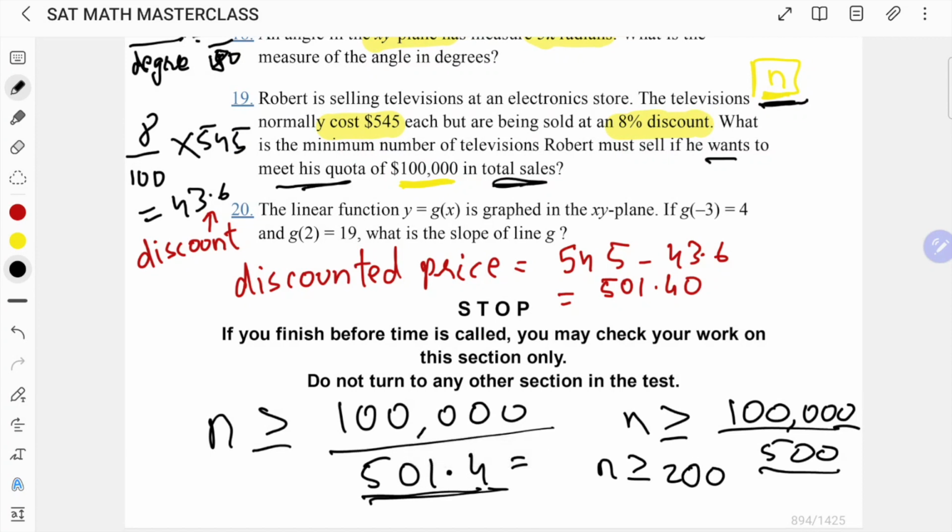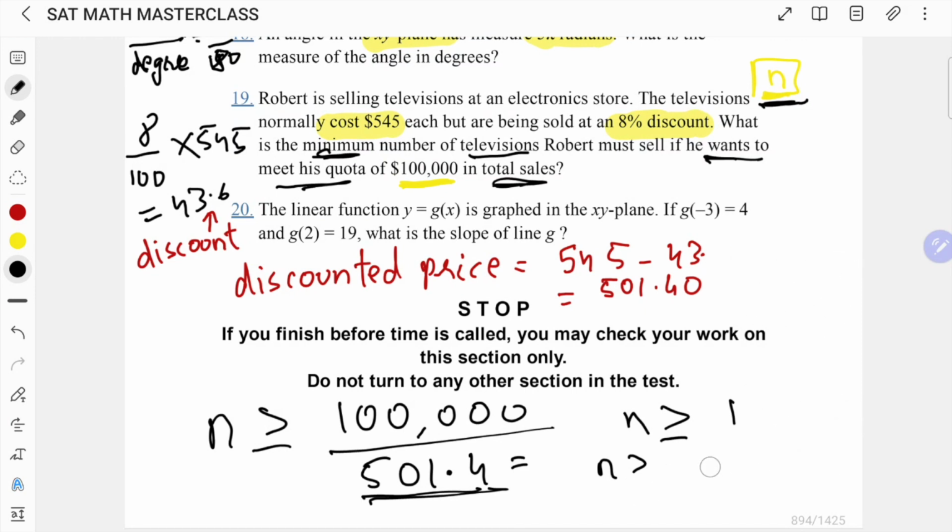So in the exam, you will be given a box since no option is given. So you just need to write 200. You don't need to write n is greater than or equal to 200. You just need to write 200, okay? Because he must sell how many televisions minimum. This is the minimum number. So we know that the minimum number would be 200. Alright, so let's move on to the next question.